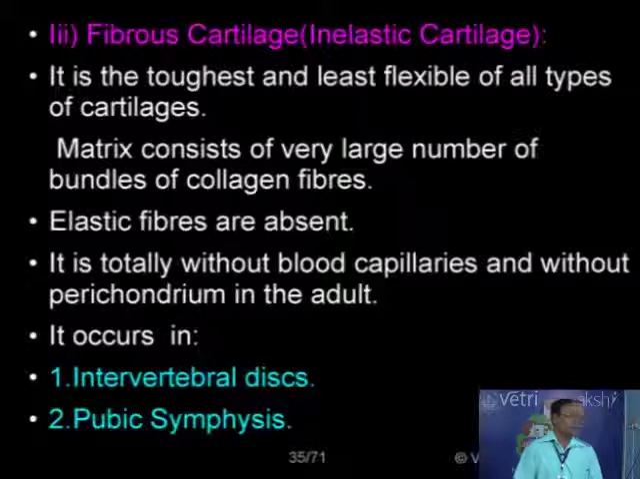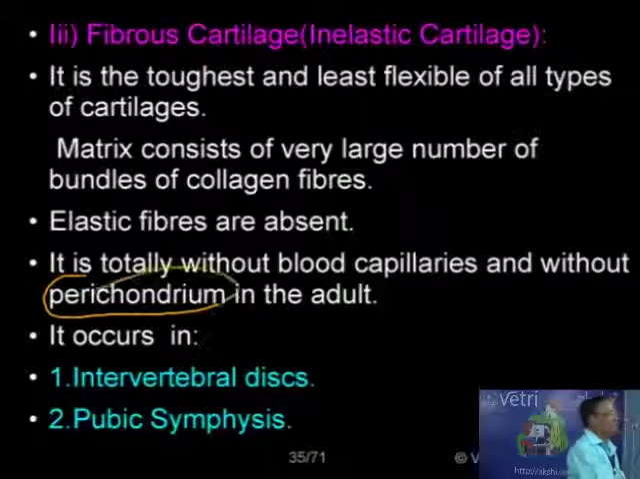So no elastic fibers. And one more important thing, there are no blood vessels and no perichondrial membranes. It is the only cartilage without blood vessels and also without the outer covering. In other cartilages we have no blood vessels, but they have the perichondrium, which is normally vascular, and the cells draw nourishment only from the perichondrium. But in this cartilage, there is a total absence of blood vessels, namely capillaries, and also no perichondrium. The cartilage is without blood capillaries and without perichondrium, so no perichondrium in the adult.